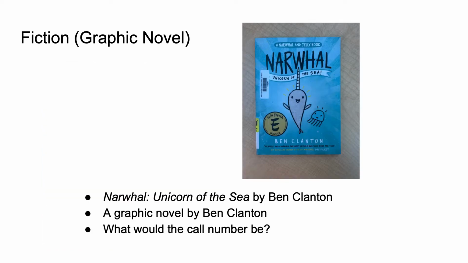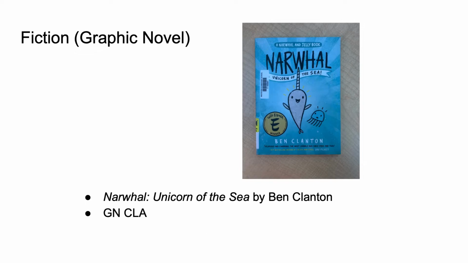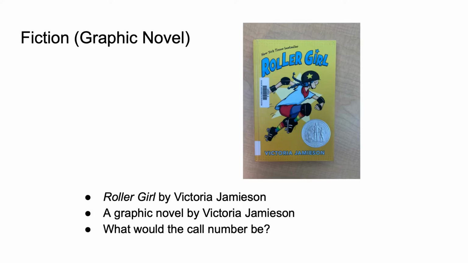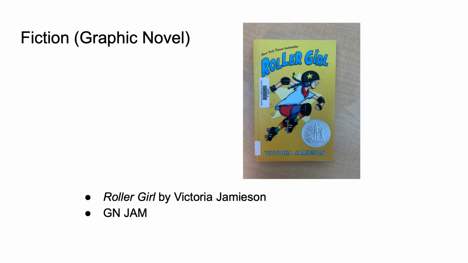So once again, we practice, this time with Narwhal, a graphic novel by Ben Clanton. And once again, a few students catch on. And then as we go on for more practice, like with Roller Girl, a whole lot more catch on as well. So in this case, once again, I'm trying to choose spine labels or call numbers that generate some either laughter or interest. So in this one, GN JAM. They do like to say that and see what they spell out.